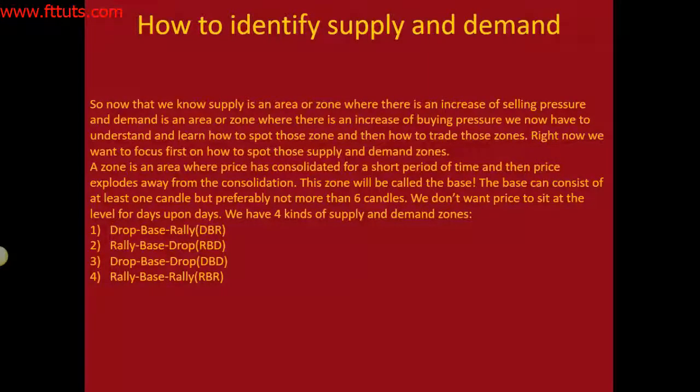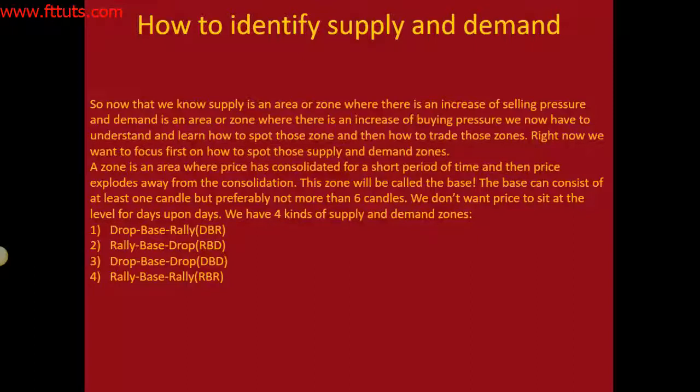So a zone is an area where price has consolidated for a short period of time and then price explodes away from the consolidation. This zone will be called the base. The base can consist of at least one candle, but preferably not more than 6 candles. So if you had 7 or 8 candles, would that make a difference? No, I would still consider that one that you would trade. All right. So we don't want price to sit at the level for days upon days.